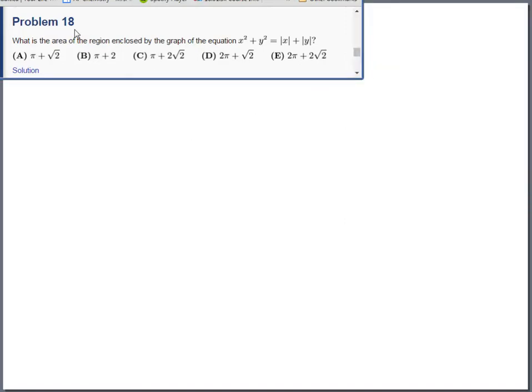Alright, so we are back. Problem 18. What is the area of the region enclosed by the graph of the equation x squared plus y squared is equal to the absolute value of x plus the absolute value of y?